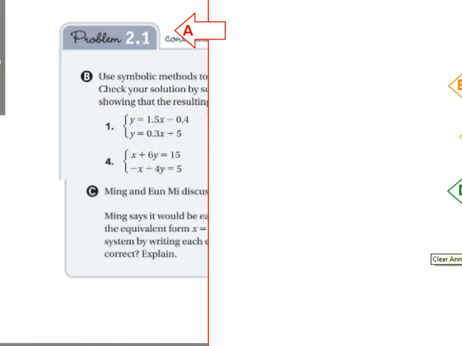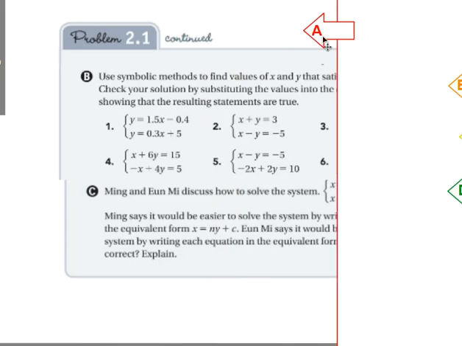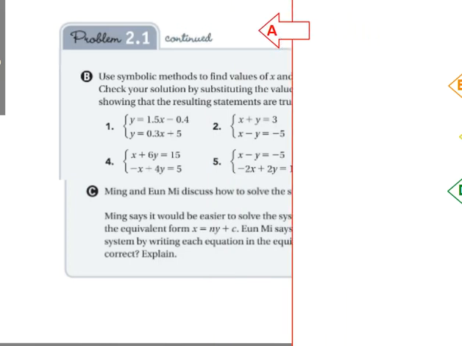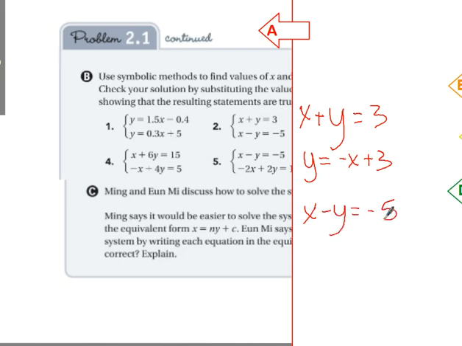Okay, so problem 2 is the same thing, but it's not in slope-intercept form yet. So the first thing we need to do is change it to y equals mx plus b. So for the first equation, we just subtract x to get y equals negative x plus 3. In the second equation, we have x minus y equals negative 5. And so we'll subtract x from both sides, so we get negative y equals negative x minus 5, and divide everything by negative 1, and we get y equals x plus 5.